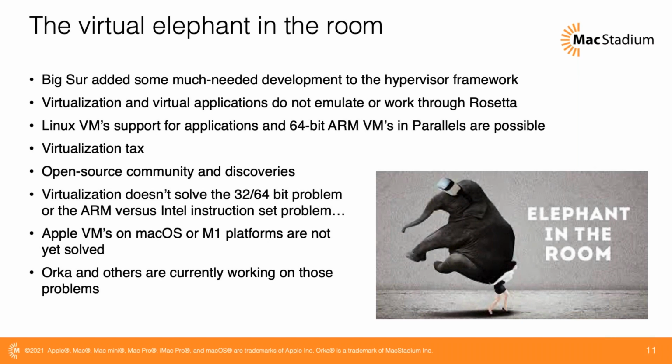The good news is Big Sur added some much needed development in the hypervisor framework, and this work is continuing. The framework in Big Sur is kind of the beachhead for what I believe Apple intends to be a much more robust virtualization system for macOS. The challenge is that virtualization in general has a pretty heavy tax to it. And doing virtualization the right way is a balance. It always is. It is in the current architecture, it will be in the new architecture.